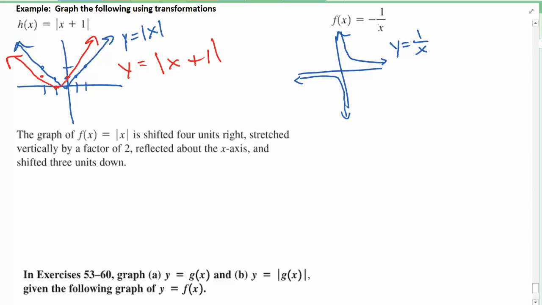Now, when you put this negative in front, it's going to reflect it across the x-axis. So I'll do that in red. It's going to look like this. It's going to be reflected across the x-axis, and everything else is going to be the same. You could always plot some points too if that made you feel better. So we just have a reflection. So this one went left 1, and this was an x-axis reflection.